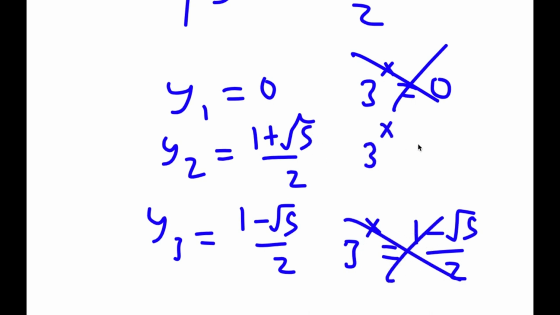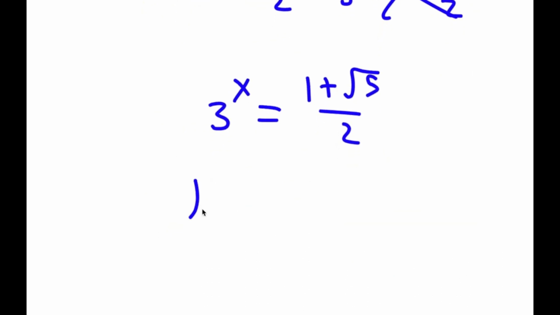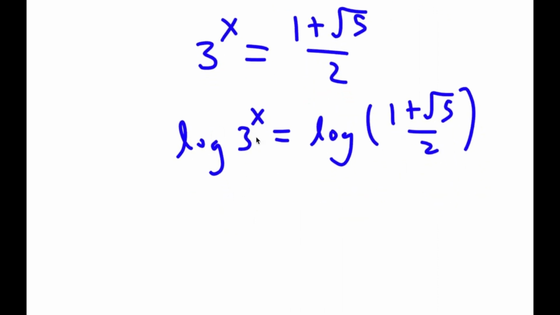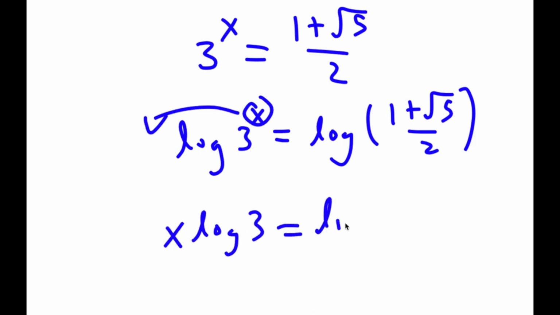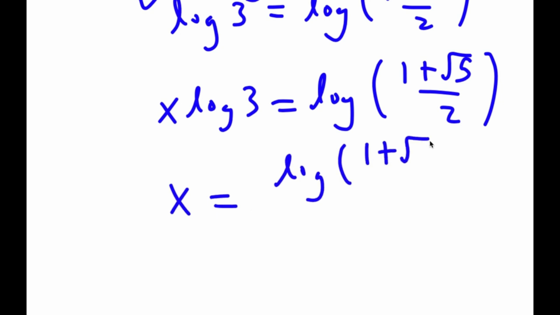So I'm left with 3 to the power of x is equal to 1 plus the square root of 5 over 2. So to solve this, I'm going to take the log on both sides, so I have log 3 to the power of x is equal to log of 1 plus the square root of 5 over 2. Now I can move this to the front, so now I have x times log 3 is equal to log of 1 plus the square root of 5 over 2. And if I divide both sides by log 3, I get x is equal to log of 1 plus the square root of 5 over 2, over log 3.